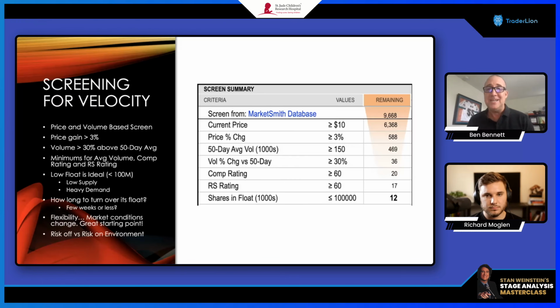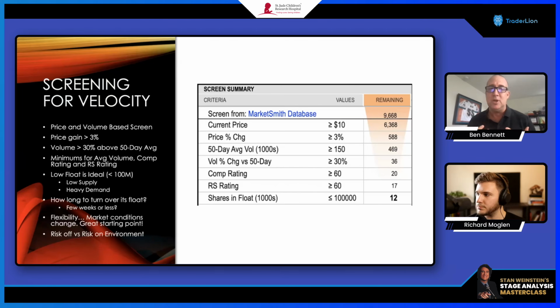So I'm looking for a price gain greater than 3%. Now, that may vary. You may find it more comfortable to be 4%, 5%. And I know there are some other well-known traders that have a higher percentage, and that's fine. This is kind of a starting point. All of this can be adjusted for your comfort. But for me, 3% is what I'm looking for.